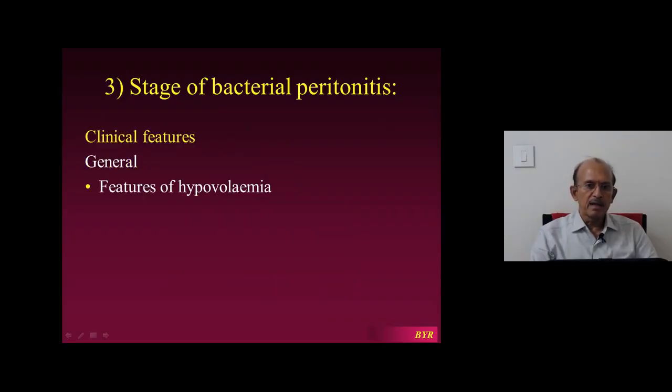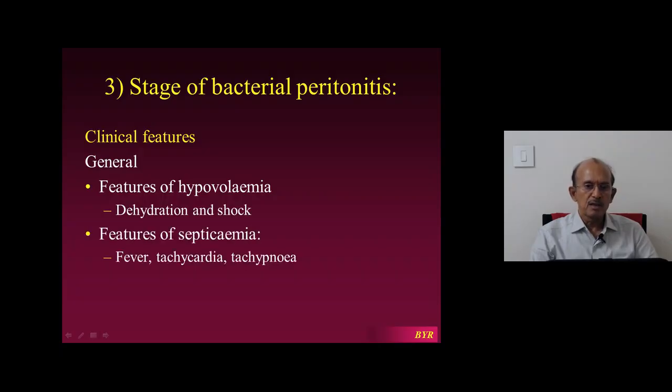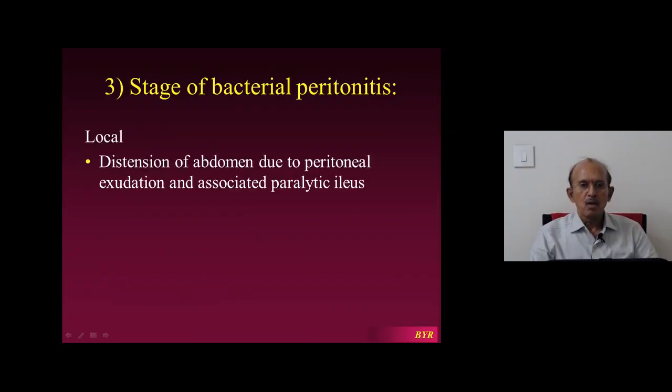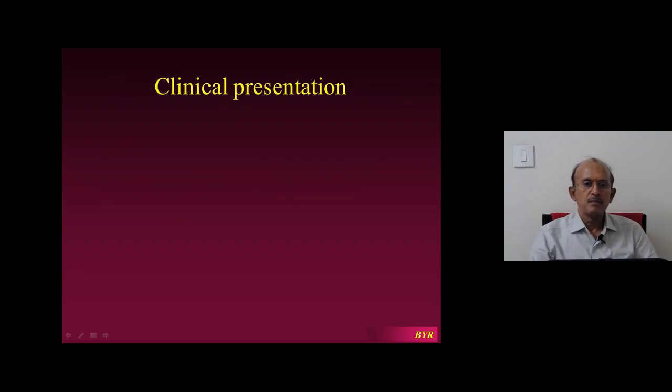Clinical features of bacterial peritonitis. There will be features of hypovolemia due to dehydration and shock. There will be features of septicemia, producing fever, tachycardia, tachypnea. The severity is very high after 48 hours, causing high mortality. Local features: there is distension of the abdomen due to peritoneal exudation and associated paralytic ileus. There is guarding, the abdominal wall feels like a board. So these are the features you will find in bacterial peritonitis.